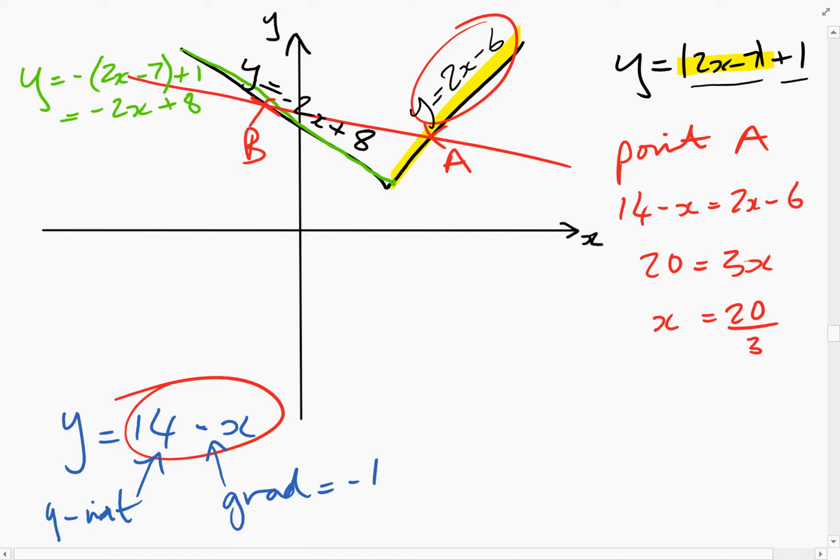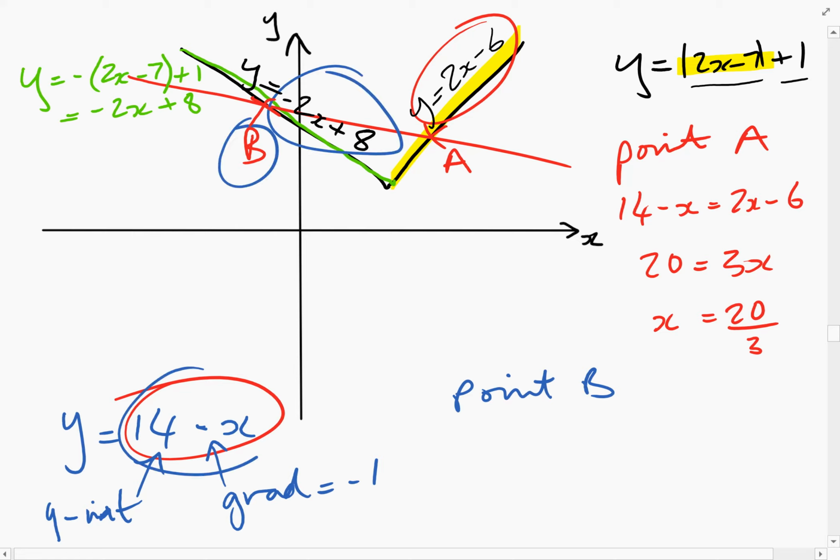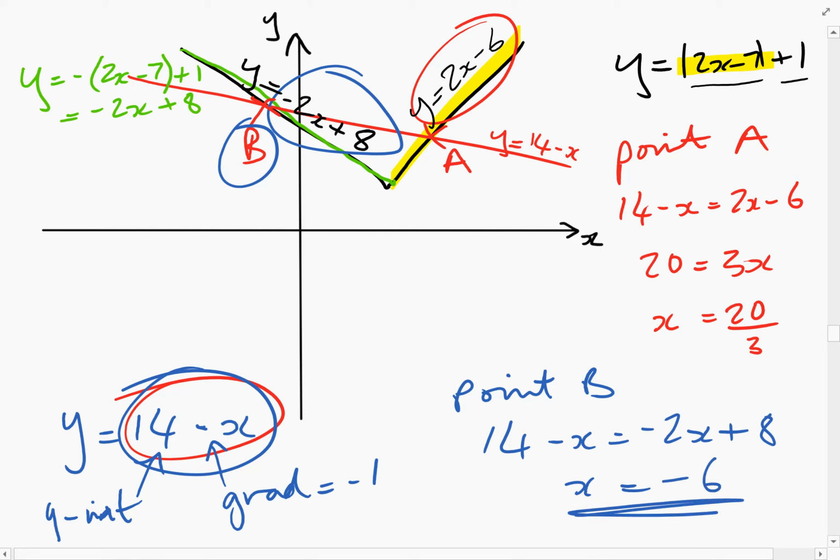Then point B, let's do this in different colors, a point B over here, that will be where this meets this. Okay, let me just label this. This is y equals 14 minus x. So point B is going to be where 14 minus x equals minus 2x plus 8. So that's going to give us x equals minus 6. So those are the two solutions to the question.